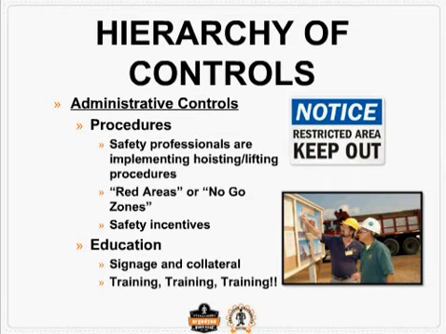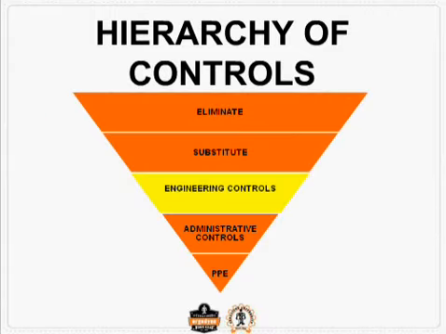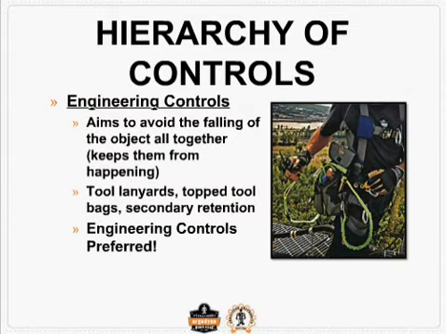So let's talk about engineering controls next. We at Ergodyne, at least, define engineering controls as aiming to avoid the falling objects from occurring altogether. This is the prevention of dropped objects through things like tethering, secondary retention, topping containers. It's the act of keeping objects from falling below. In the hierarchy, engineering controls are preferred.